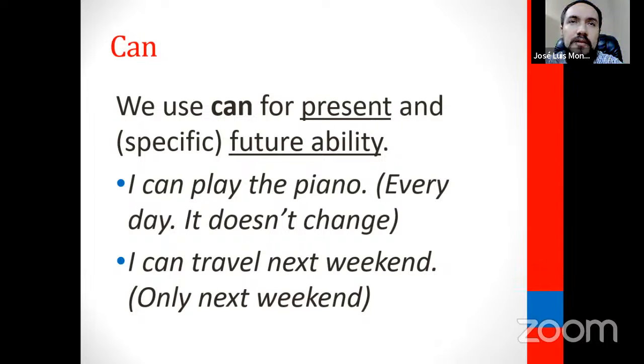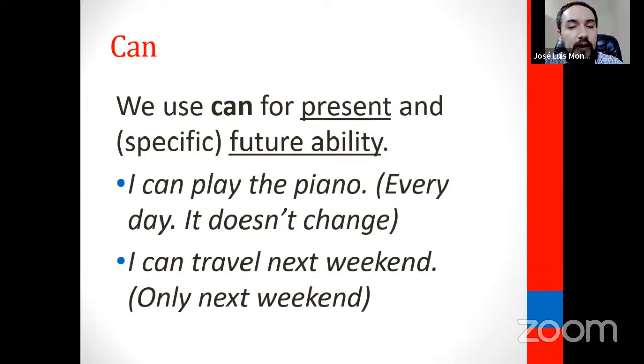So can, we know this, it's a pretty simple modal. I believe it's the first modal that everyone learns, and it's ability for present or for a specific future ability. Okay, I mean, it's present because it's actually something that you got. It's a characteristic that you got. If you can play the piano, you have that ability. So if you have that, it's your characteristic. But we say a specific future ability because it's only referring to a specific thing that, all right, in this case, you are going to be able to do, but in the future. So here we have two examples, one for present and the other one for a specific future.